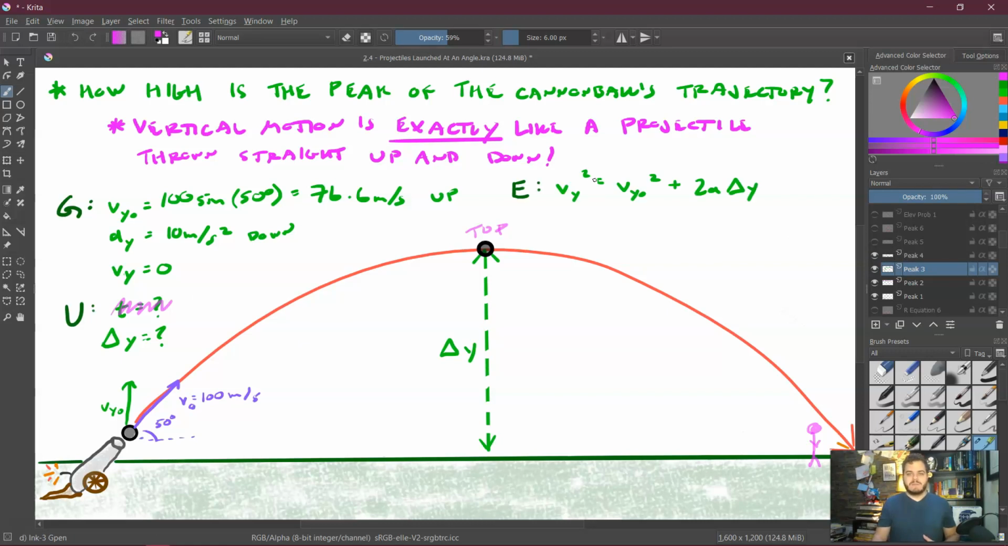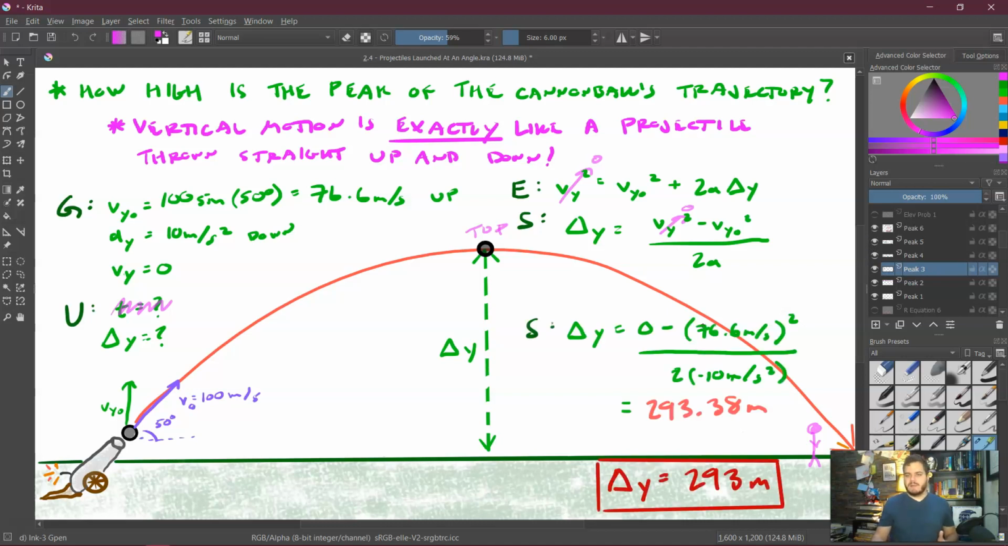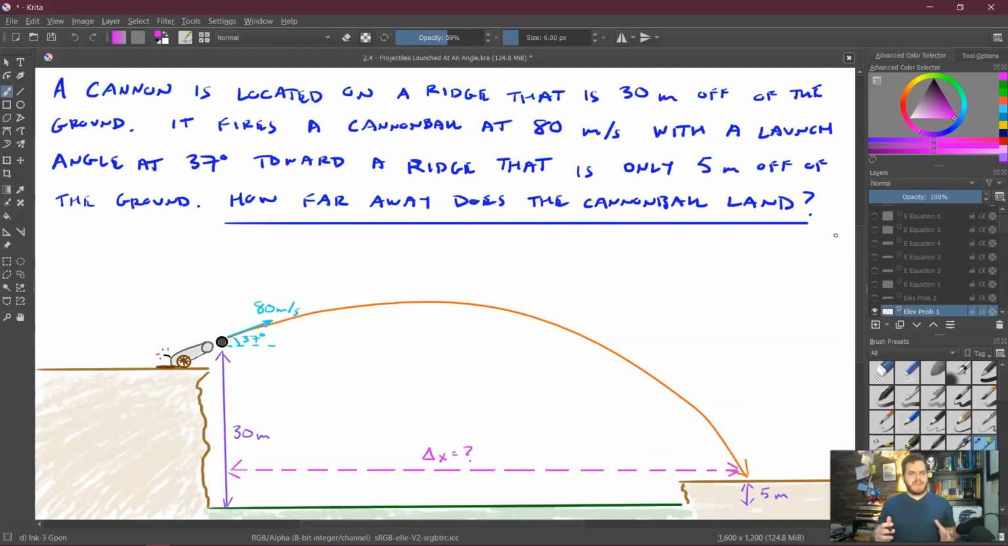I'm going to use this equation, Vy squared equals Vy naught squared plus 2a delta y. Now remember, because Vy is 0, we can get rid of that piece. And we're going to go ahead and solve for this. I'm going to move that across, and we're going to divide by 2a. And when you stick in the numbers, we get 76.6 squared over 2 times negative 10, or about 293 meters up. For the sake of practice, I'm going to go ahead and give you one more problem to do right here on your own, and then you can come back and see how you did.